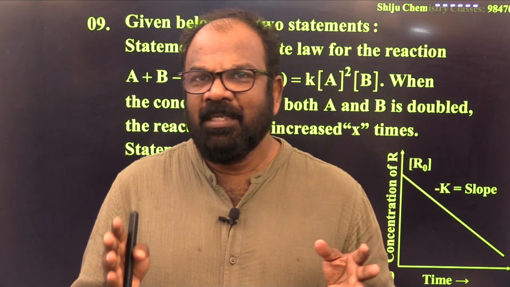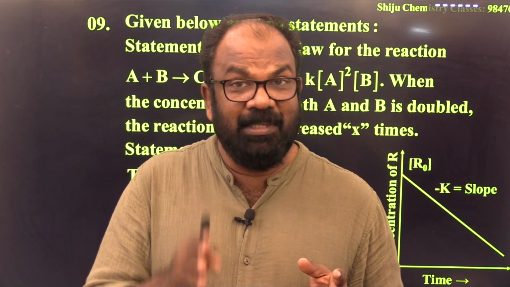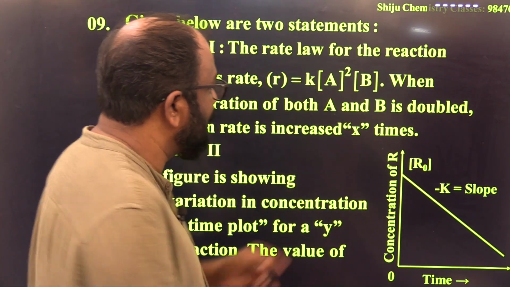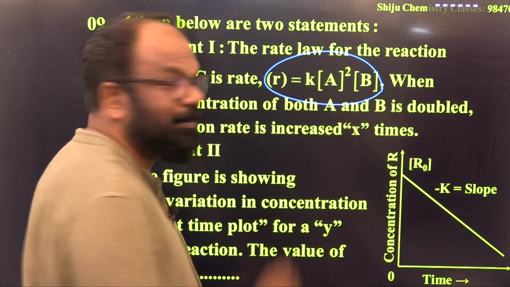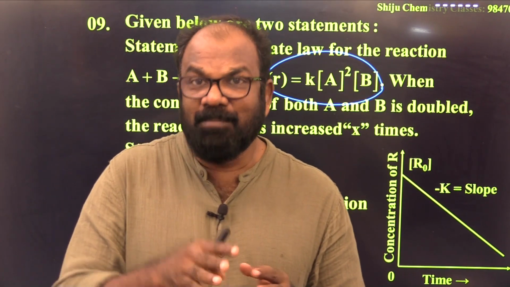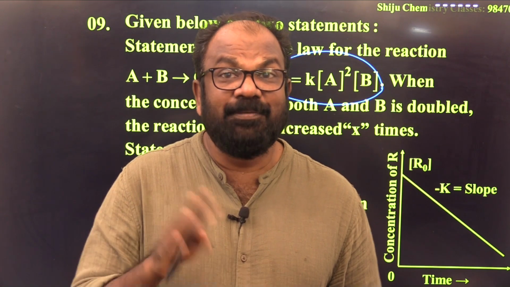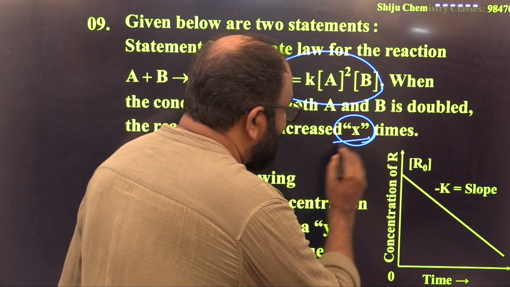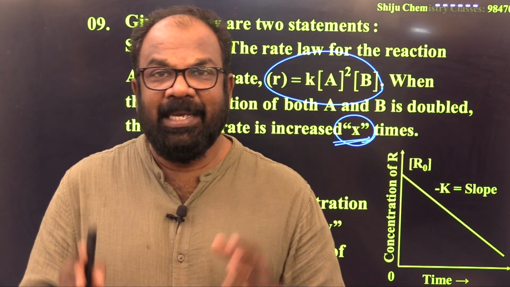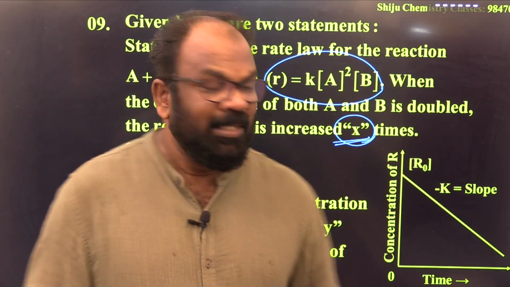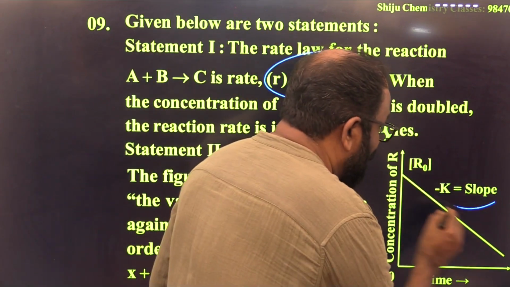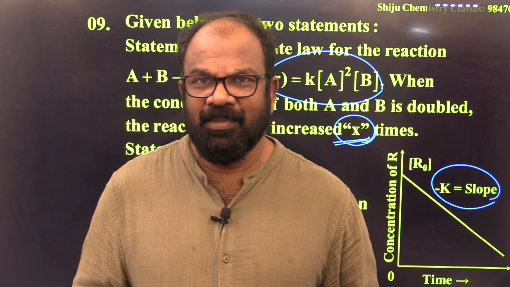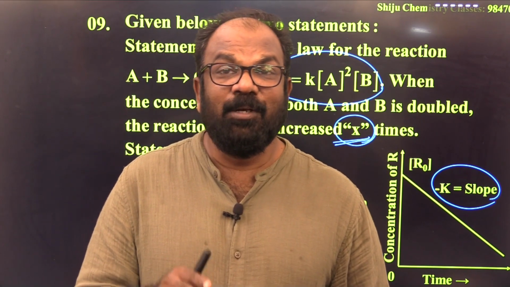In the first statement, the rate law equation for the reaction A plus B giving C is given, that is rate R is equal to a constant K into concentration of A square into concentration of B. When concentration of both A and B is doubled, it is given that the rate of reaction increases by X times. We need to find out the value of X. In the second statement, a concentration time curve is given, which is a straight line having negative slope. Its order of reaction is equal to Y. We need to find out the value of Y. Finally, we want to calculate the value of X plus Y.